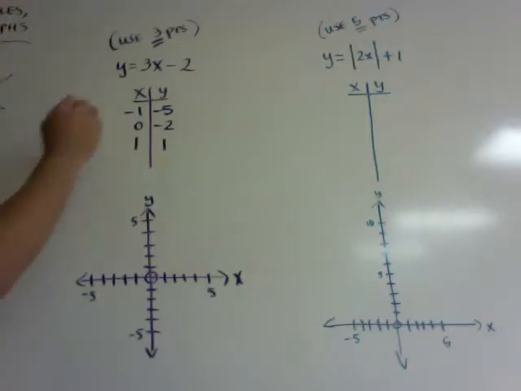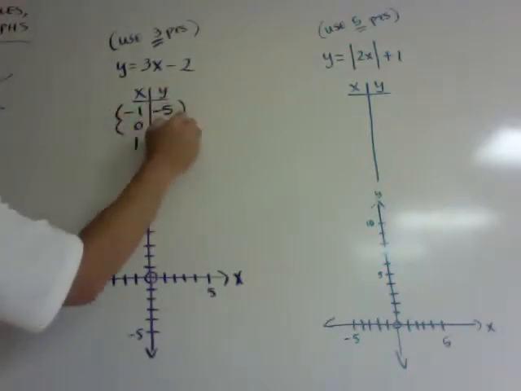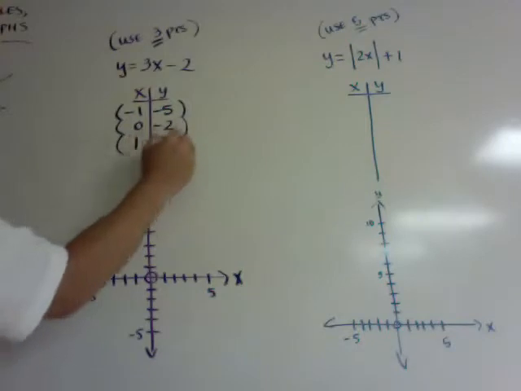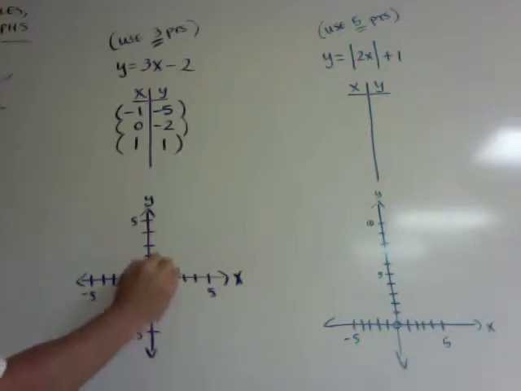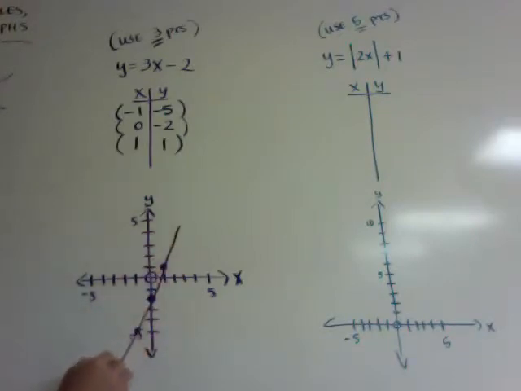Okay, these are my points if you think about it. This is my x coordinate, this is my y coordinate. So you can think of it as having points. So what I want to do now is graph -1, comma -5. So -1, -5 is way over here. Then I want to do 0, -2, which is over here. And then I want to go 1, 1, which is here. Okay, and when you graph this line, it should be a straight line.